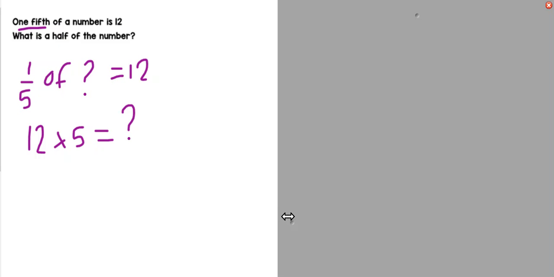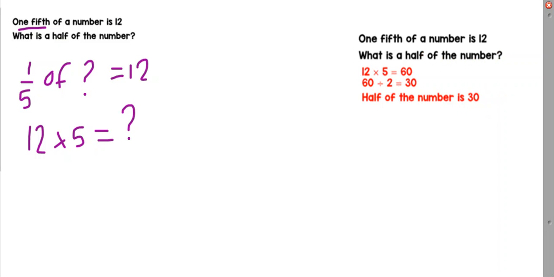Okay, then let's have a look at the answer. So 12 times by 5 is 60. Okay, and then 60 divided by 2, because remember we need half of the number. 60 divided by 2 is 30, so your answer would be 30. Well done if you got that one correct.